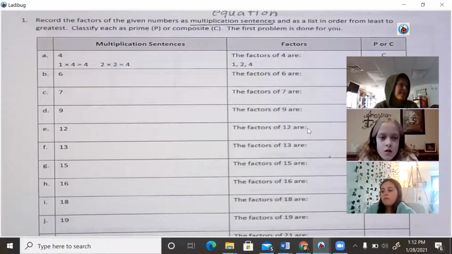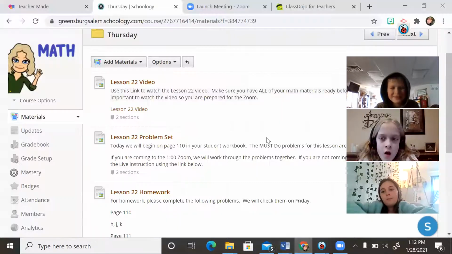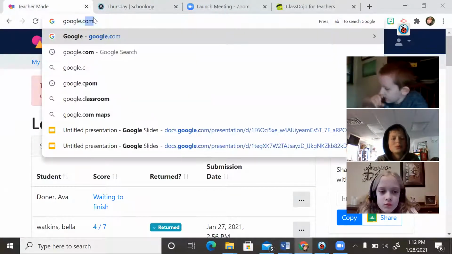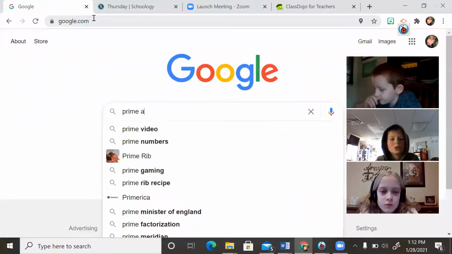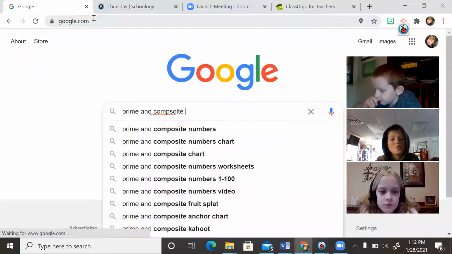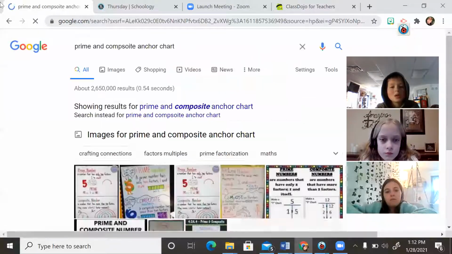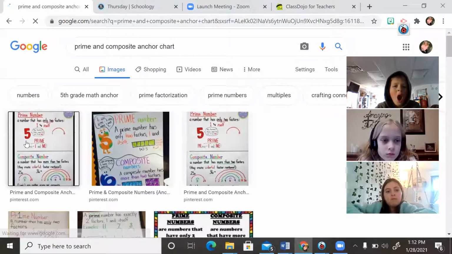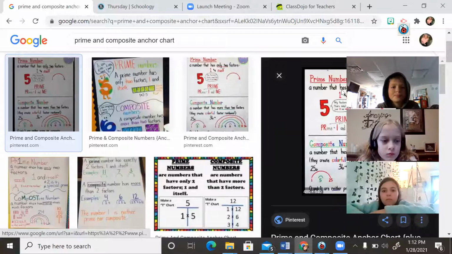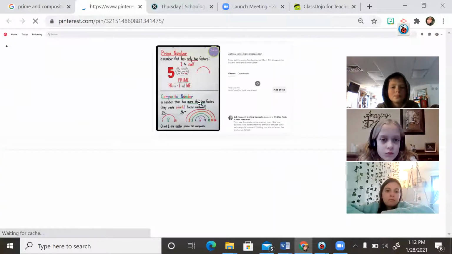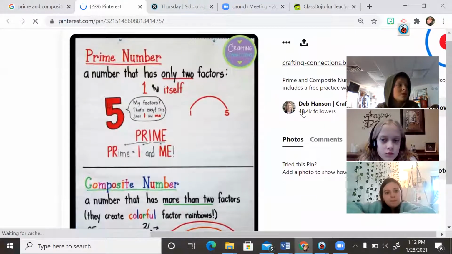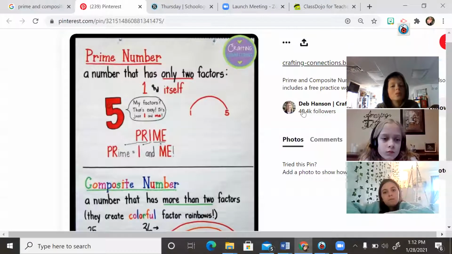Who knows what a prime number is? Anyone know? You can go ahead and unmute yourself if you know what a prime number is. A prime number is a number with only two factors. Okay, let me see if I can make this nice and big for everyone. Can you guys see that okay? Okay, so a prime number is a number that has only two factors, one and itself.